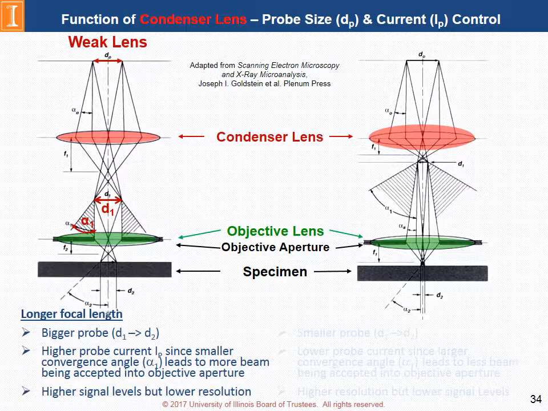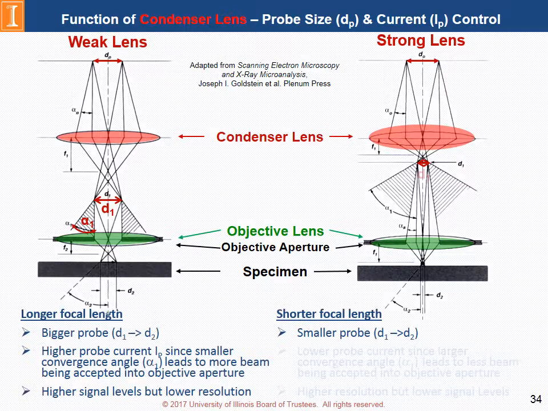The probe current obtained is also bigger since a smaller convergence angle leads to fewer electrons being blocked away by the objective aperture. Therefore, the image will have lower resolution but will be smoother due to a larger probe and a larger probe current.